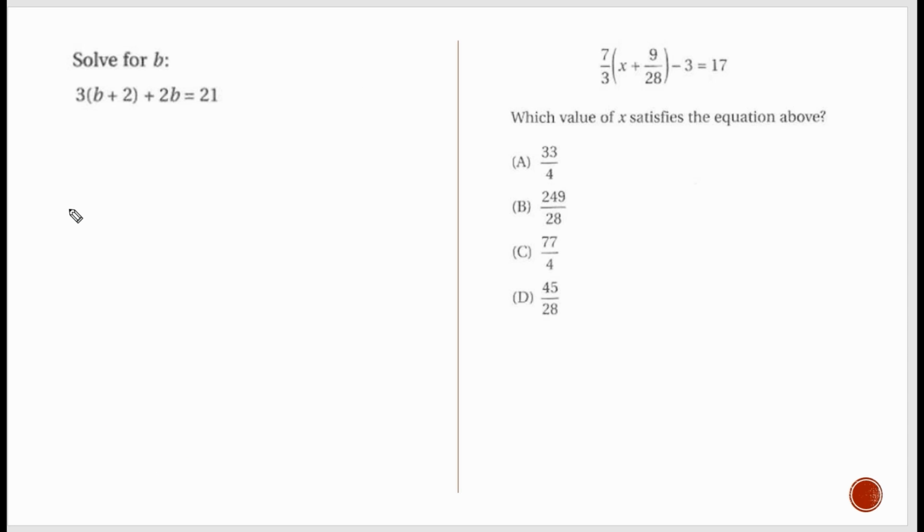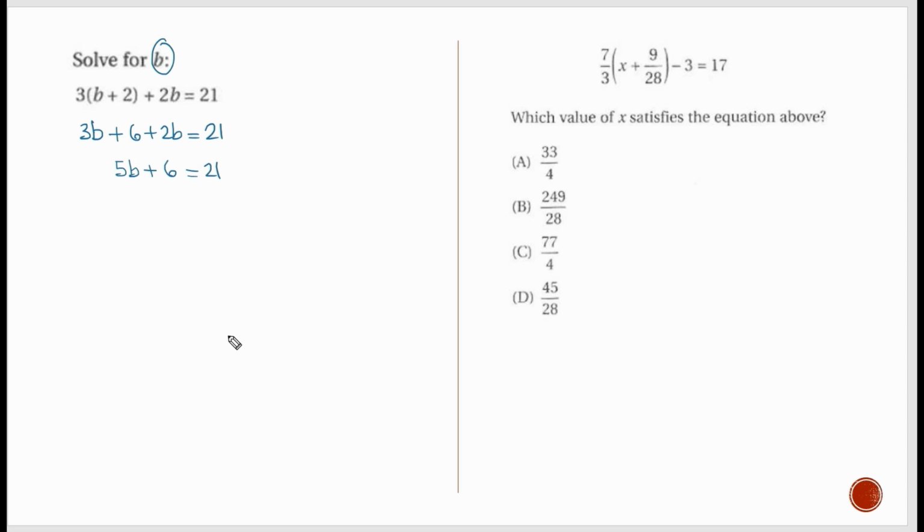Now let's solve these two exercises. Let's start with the one on the left. We have to solve for b, so the first move will be to simplify the left side. So we get 3b plus 6 plus 2b gives 21. Then we will combine like terms on the left side. So we get 5b plus 6 is 21.